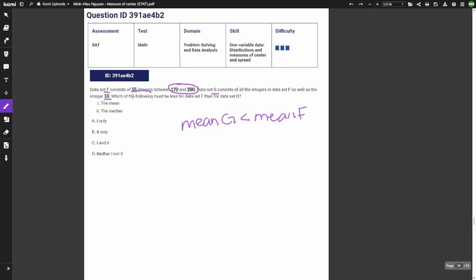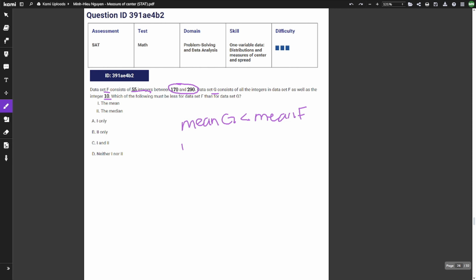Now as for the median, we know that dataset F has 55 integers. So that's an odd number of elements, which means the median is going to be that very middle number. Whereas dataset G is going to have one extra integer, so it's going to have an even number of elements. So that means that the median is going to be the average of the two middle numbers.